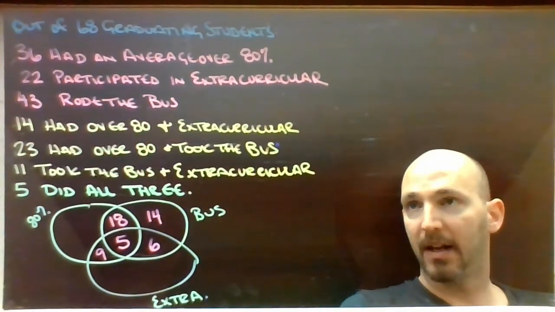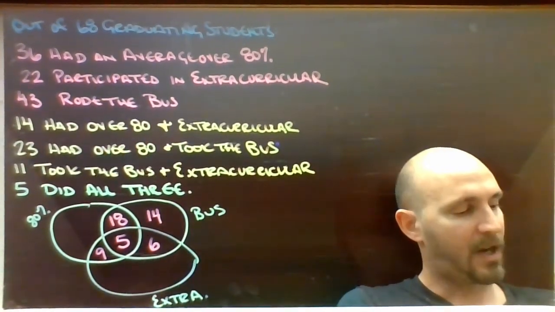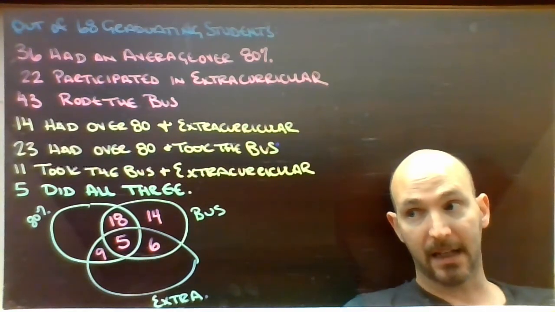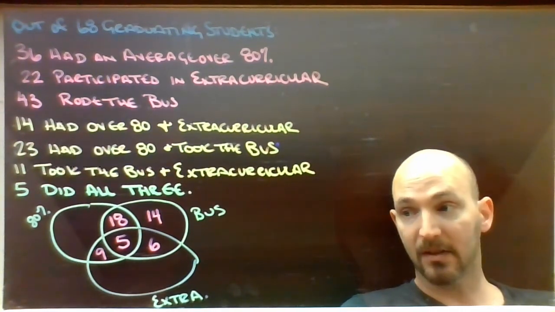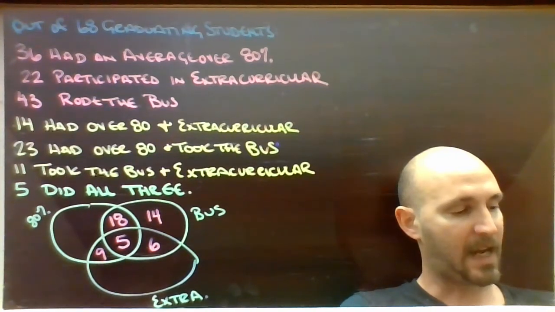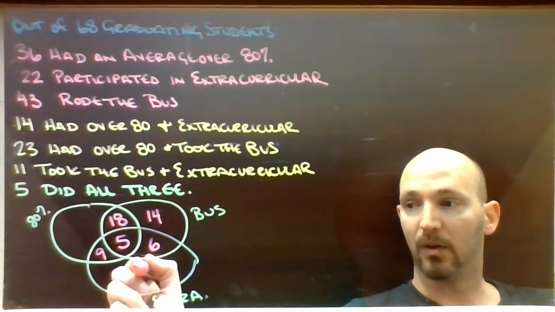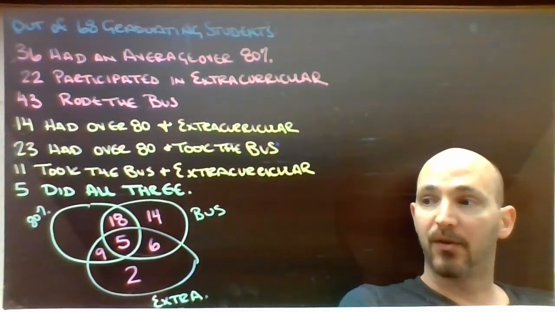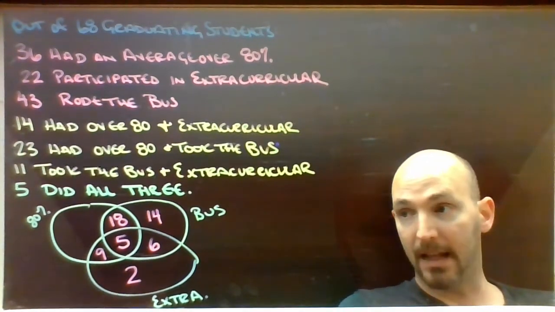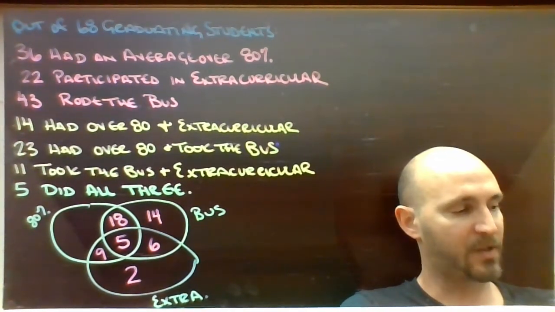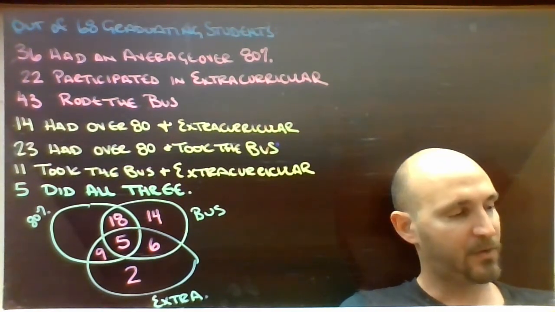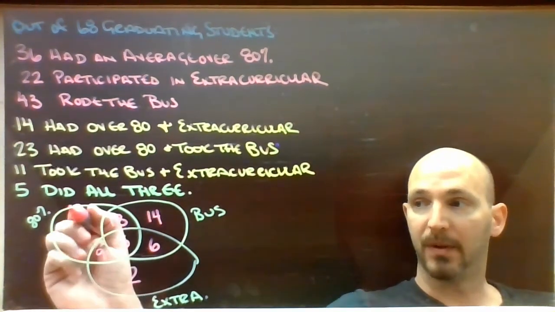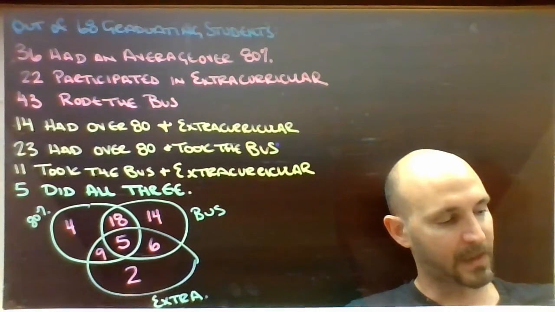If 22 participated in extracurricular, that's down here. So of those 22, I have to take out the 9 who did extracurriculars and 80%. I have to take out the 6 who did extracurricular and rode the bus. And I have to take out the 5 that did all 3, leaving only 2 people behind. And if 36 had an average over 80, take those people and remove the 18 who also took the bus, remove the 9 who also did extracurricular, and remove the 5 who did all 3. I end up with only 4 people. Lovely.